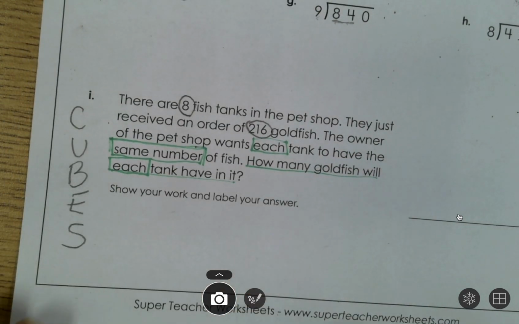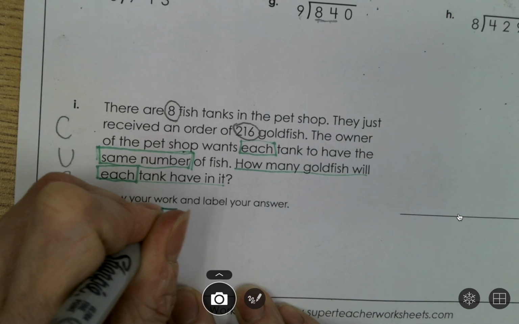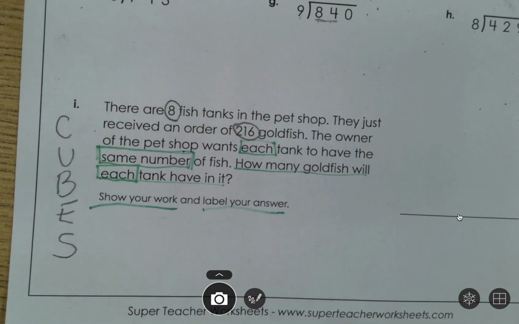And we need to find out how many goldfish each tank will have in it. Okay? So remember, it even tells you, show your work and label your answer.